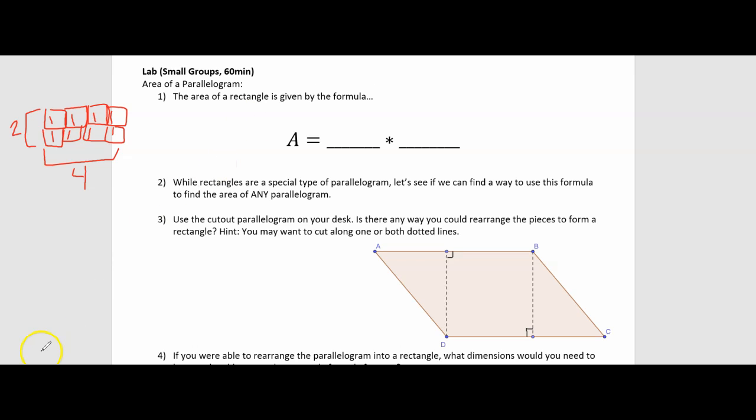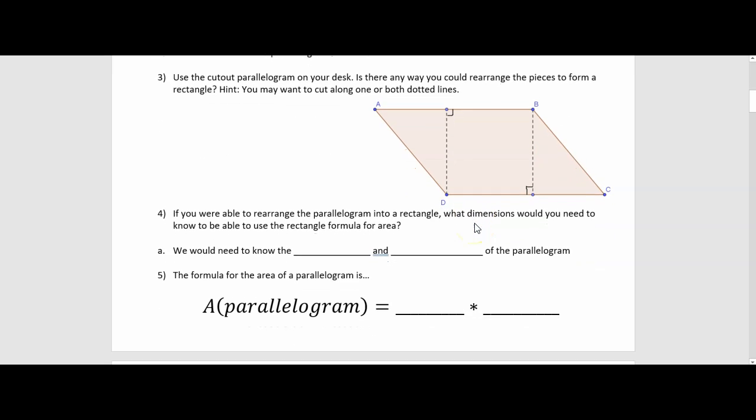So the area of a rectangle, I'm going to use base times height. Now, yes, length times width works. They just mean the same thing. Length times width, base times height. Those are the same dimensions for a rectangle. Now, rectangles are a special type of parallelogram. So we're going to see if we can generalize this formula to work for all parallelograms, not just rectangles, right? If we think back to parallelograms, a quadrilateral with 2 sets of parallel sides, a rectangle is a parallelogram with 4 right angles. So let's look at this parallelogram right here.